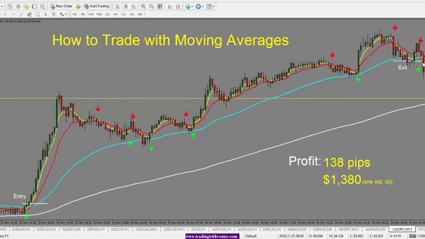The only time you would not take a trade is when the price starts to trade below the moving average, then the trade is all done. Or the moving averages cross to the opposite side. So here we see the moving averages cross down, then the trade is done. In this trade from entry to exit, we had a profit of 138 pips, or $1,380 if trading one standard lot. So this is a nice easy way to trade moving averages.